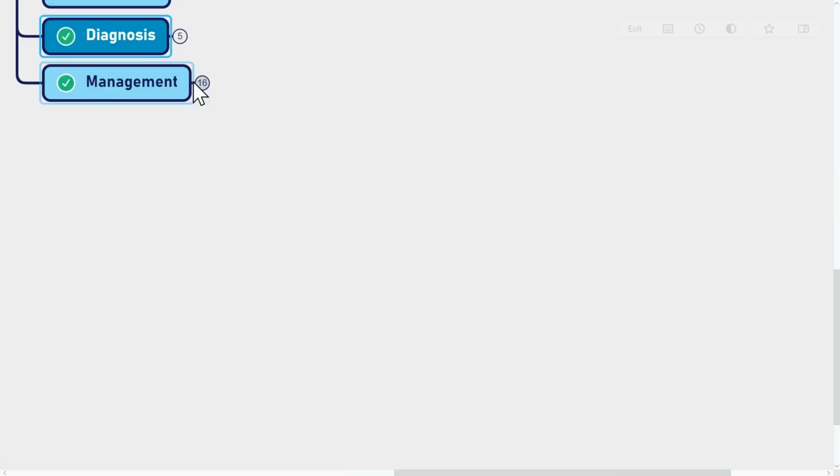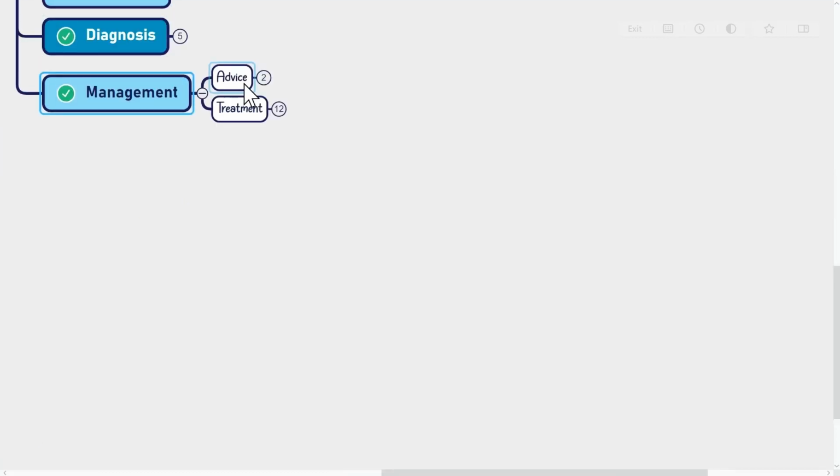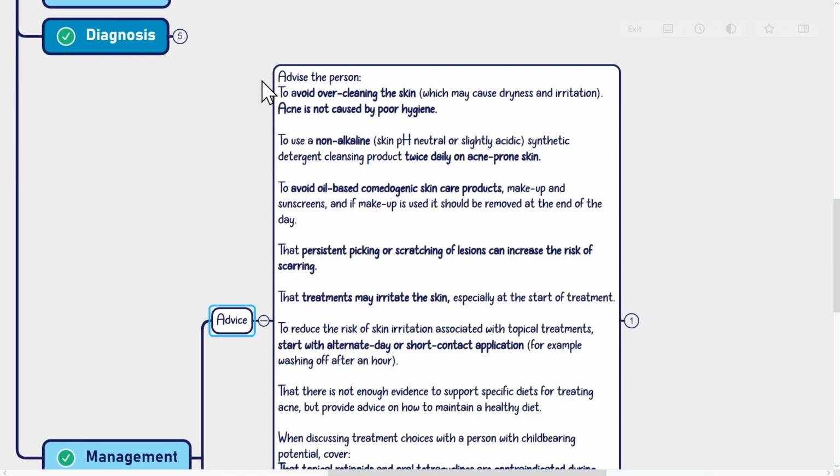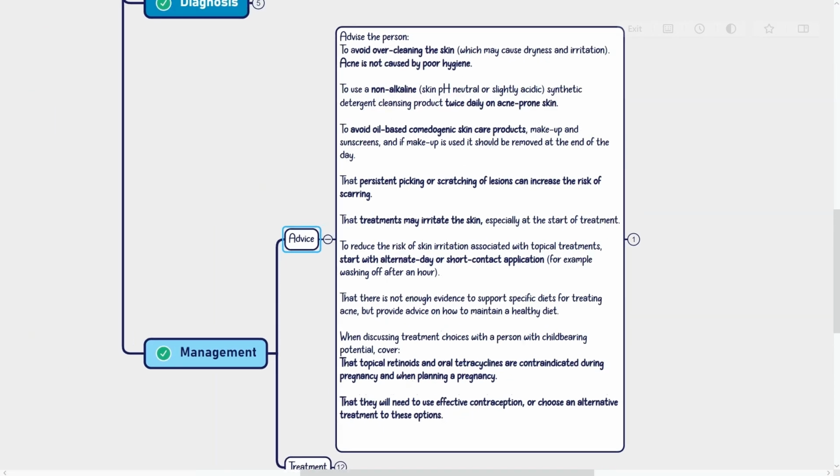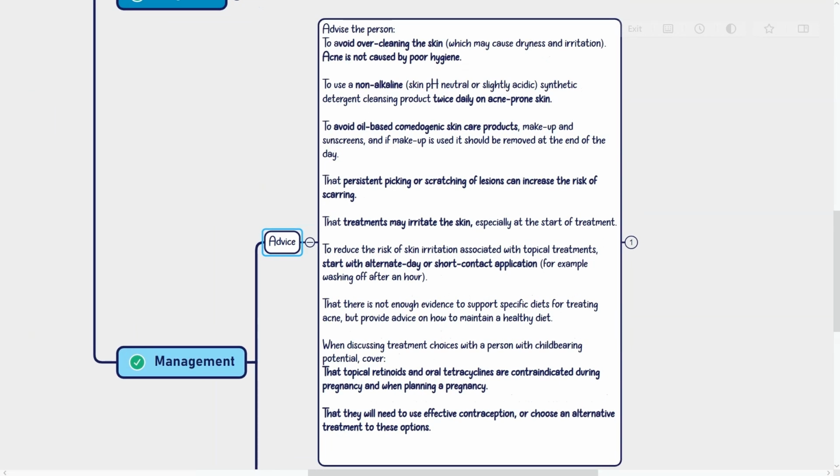Management. Advice. Advise the person to avoid overcleaning the skin, which may cause dryness and irritation. Acne is not caused by poor hygiene. To use a non-alkaline, skin pH neutral or slightly acidic, synthetic detergent cleansing product twice daily on acne-prone skin. To avoid oil-based comedogenic skincare products, makeup and sunscreens, and if makeup is used, it should be removed at the end of the day. That persistent picking or scratching of lesions can increase the risk of scarring.